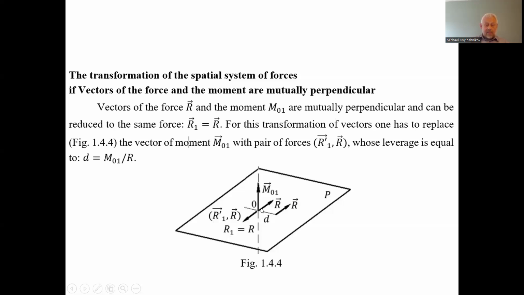As these two forces R1 and R at the new point are the same as the decomposition of the moment M01, we can consider next only the forces, and these two forces R1 and R are balanced, and together they give us zero force, and only one force R remains. So we transform the mutually perpendicular specified force R and the main moment M01 to the same force R, but applied at another point located at the distance D from the original point of application 0, in the perpendicular direction from the point 0.